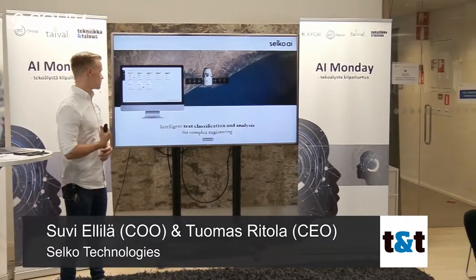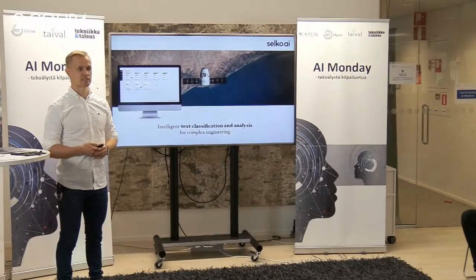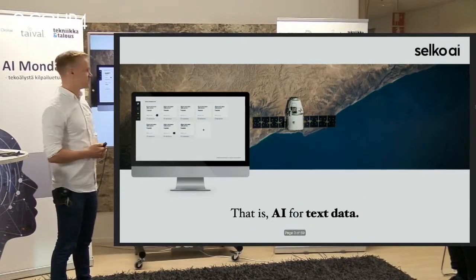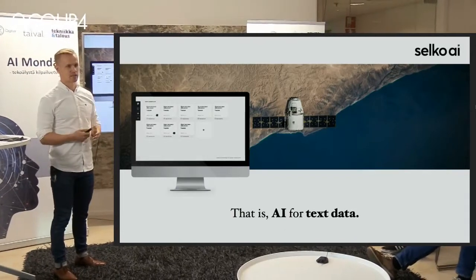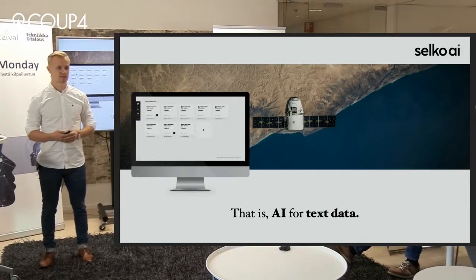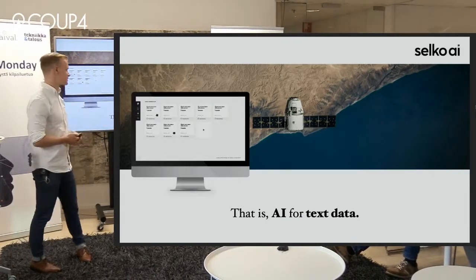And what we do in Selko is basically intelligent text classification and analysis for complex engineering, and basically it means AI for text, and the kind of text we analyze is technical text, so that you find in engineering design.